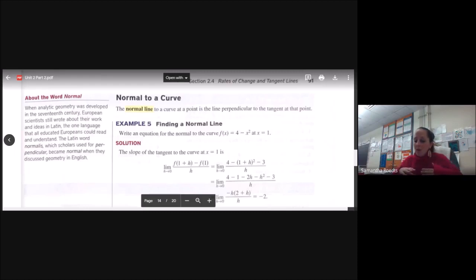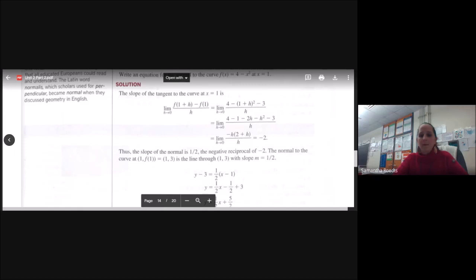One thing about perpendicular lines: we can create a perpendicular line based off of a slope, and we find the negative reciprocal of that slope. That's how we determine a perpendicular line. So I want to write an equation for the normal to the curve f of x equals 4 minus x squared at x equals 1. I need to find the slope of the tangent to the curve at x equals 1.